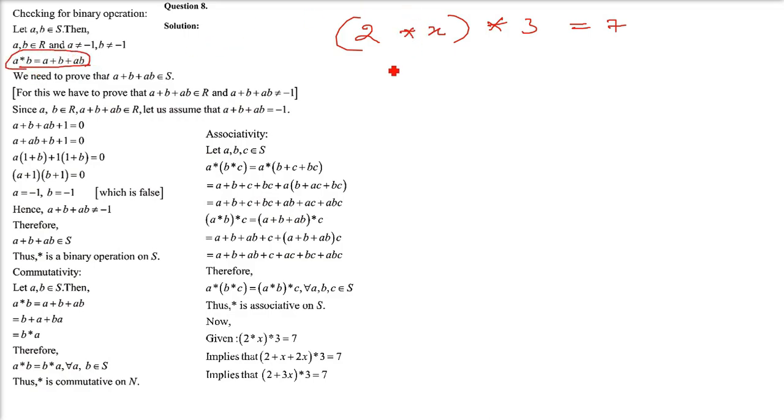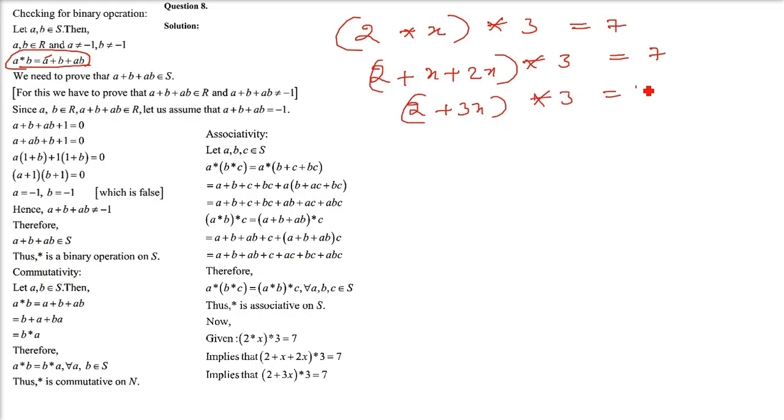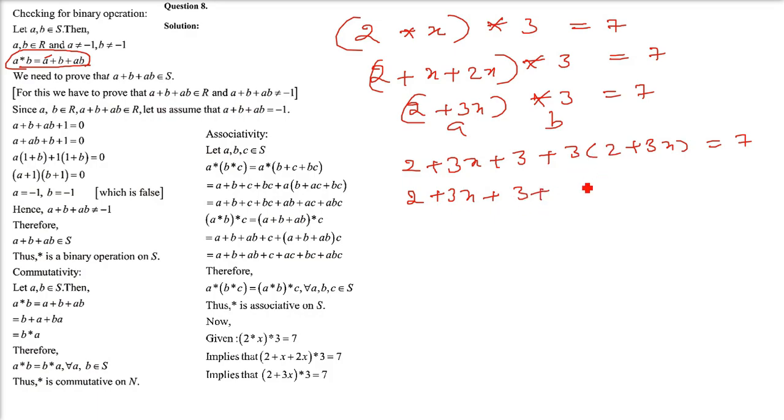So A plus B plus AB. We'll take A as 2, B as x. So 2 plus x plus 2x, and then we have star 3 equals 7. Now this one we will take as A, so this is 2 plus 3x eventually. And A as 2 plus 3x, B as 3. Again we'll apply A plus B plus AB. So 2 plus 3x plus 3 plus 3 into 2 plus 3x equals 7. Multiply 3 inside, so 6 plus 9x, you get, equals 7.